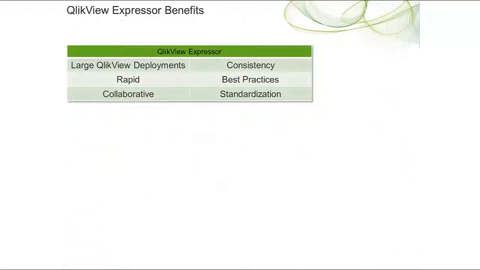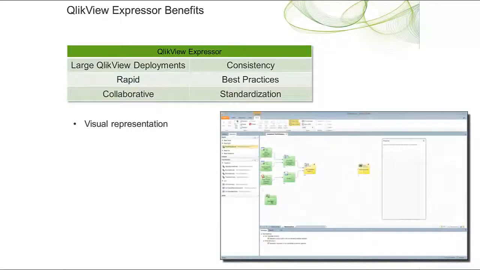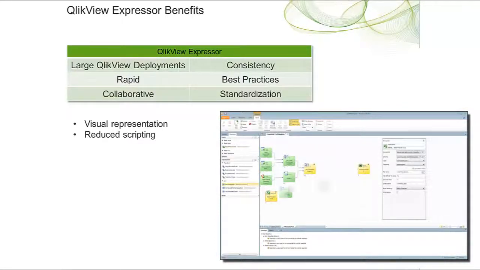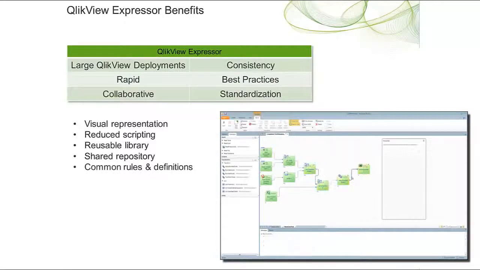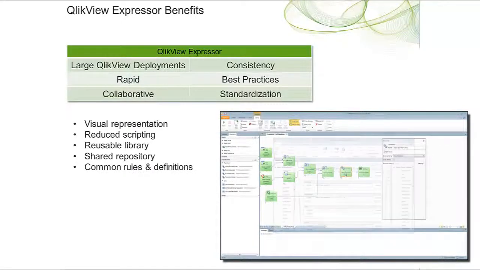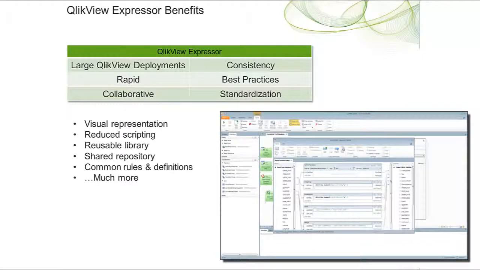The benefits of using QlikView Expressor to provision data for QlikView become more relevant in larger QlikView deployments where there is a need for rapid collaborative development while maintaining consistency, best practices, and standardization across all applications. Some of these benefits include a visual representation of the flow of data from source to QlikView, a reduction in QlikView scripting, a reusable library of model components and templates that can be shared and stored in a version-controlled repository, common business rules and column definitions that can be applied across all QlikView applications in the enterprise, and much more.